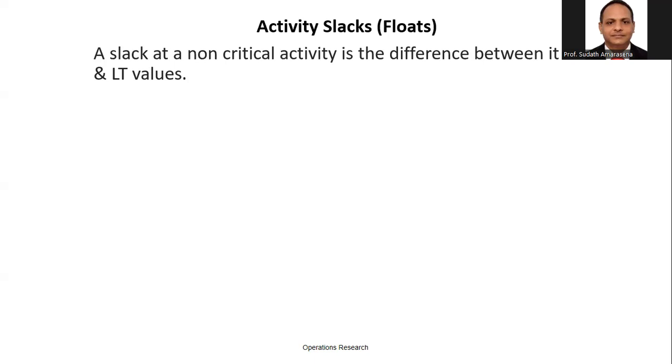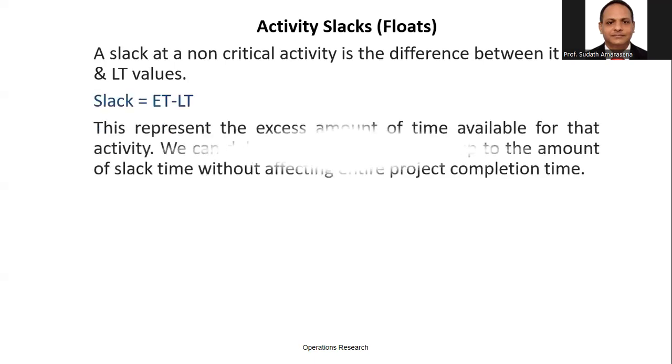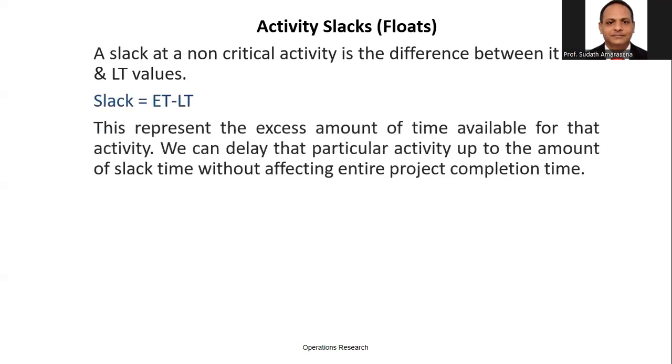For that purpose, we can use the activity slack. It's very simple. We can calculate the slack. How to calculate the slack or the float: latest completion time subtract earliest starting time. This represents the excess amount of time available for that activity. We can delay the particular activity up to the amount of the slack time without affecting the entire project completion time.